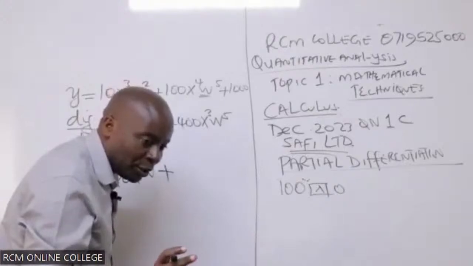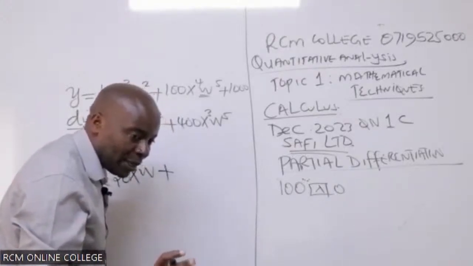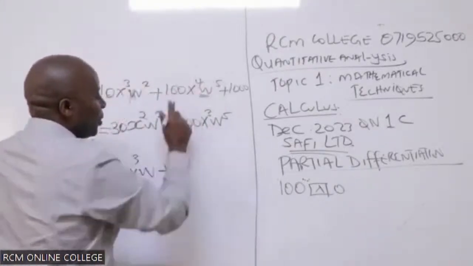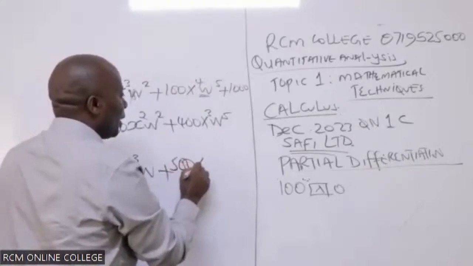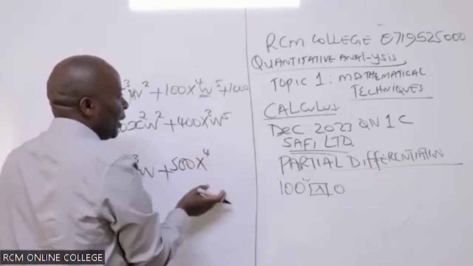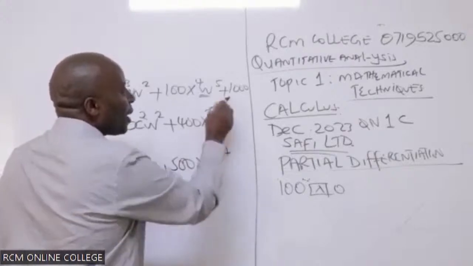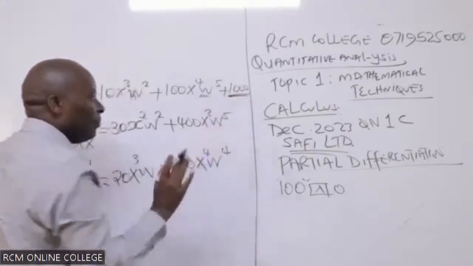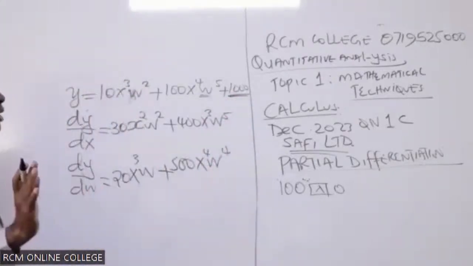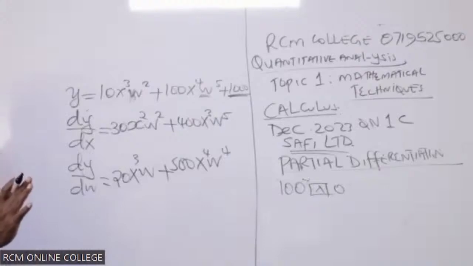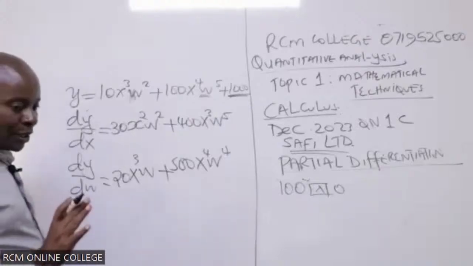Thank you very much, Judy. So this comes here, so it gives me 500. X raised to power 4. X will remain. And then now we have W raised to a new power, which is power 4. This is a constant, meaning that it will disappear.